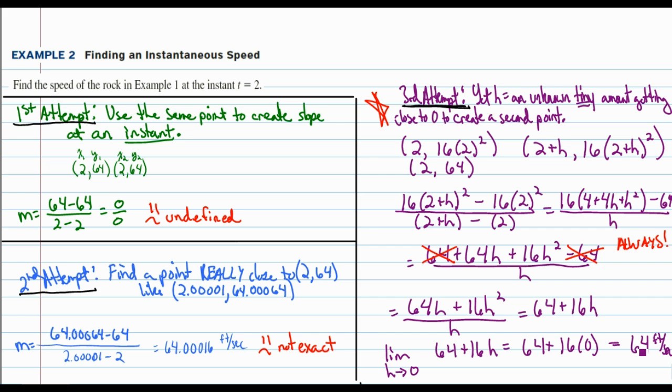We created a little tiny point, very, very close, and took the limit as the distance between the two points approaches 0. So the one x value is 2, the other x value is 2 plus something getting very, very small, approaching 0. And we get 64 feet per second.